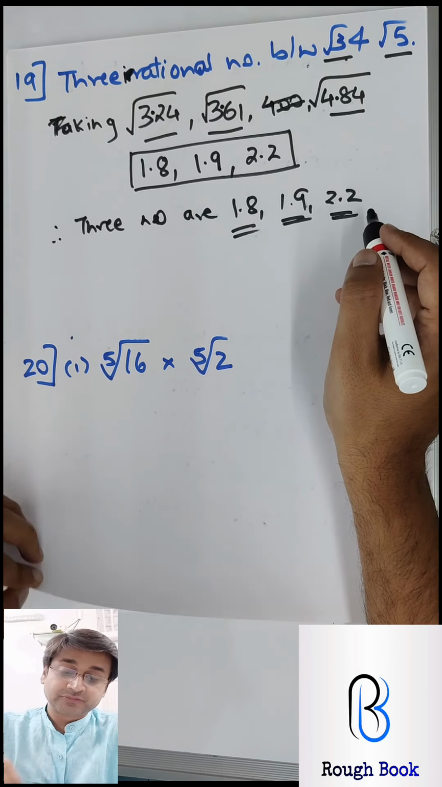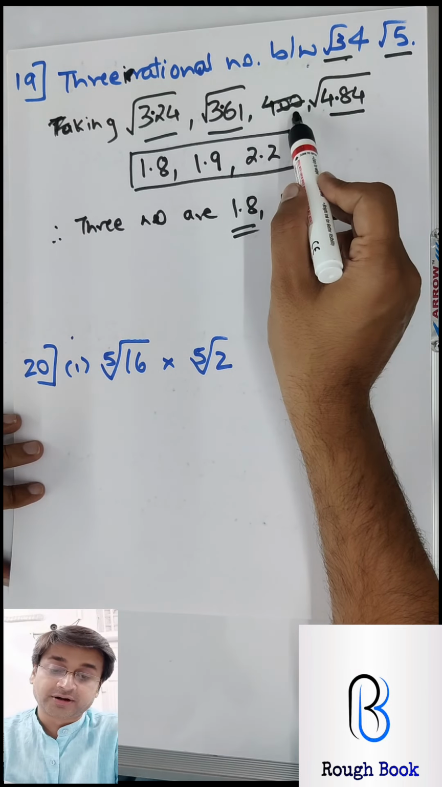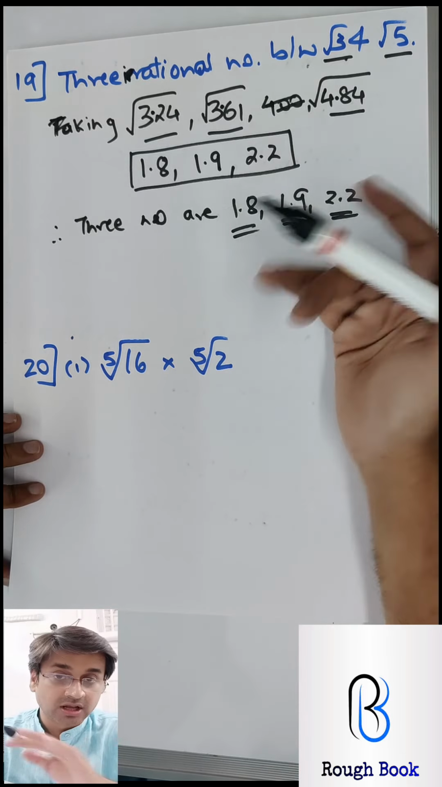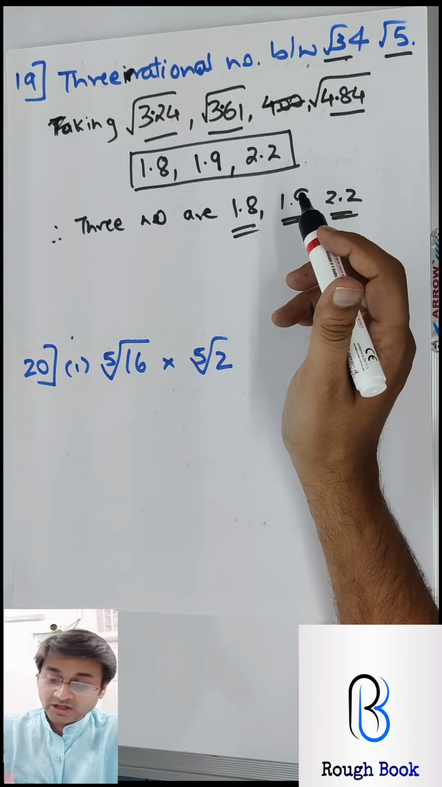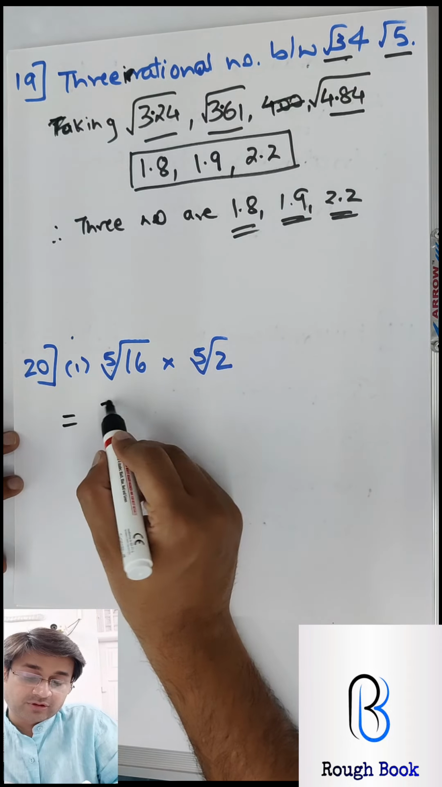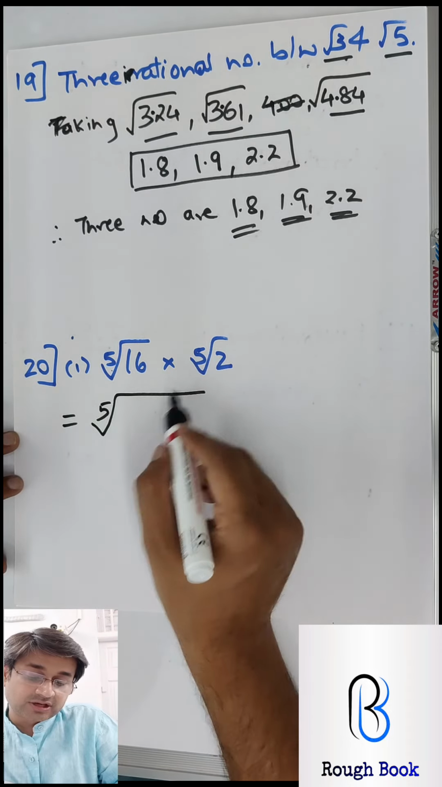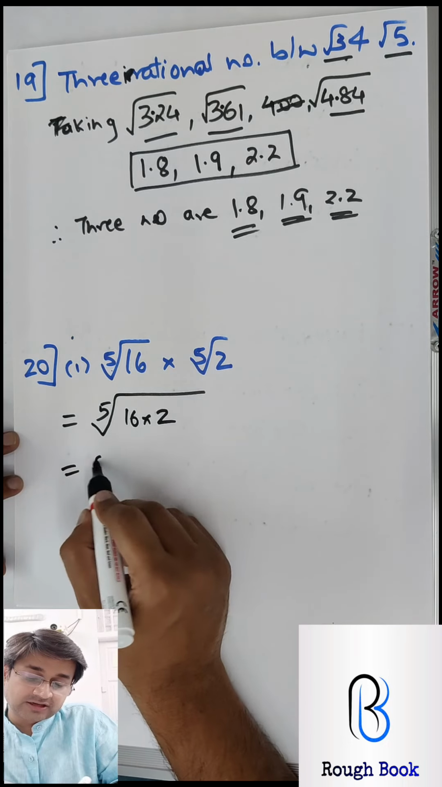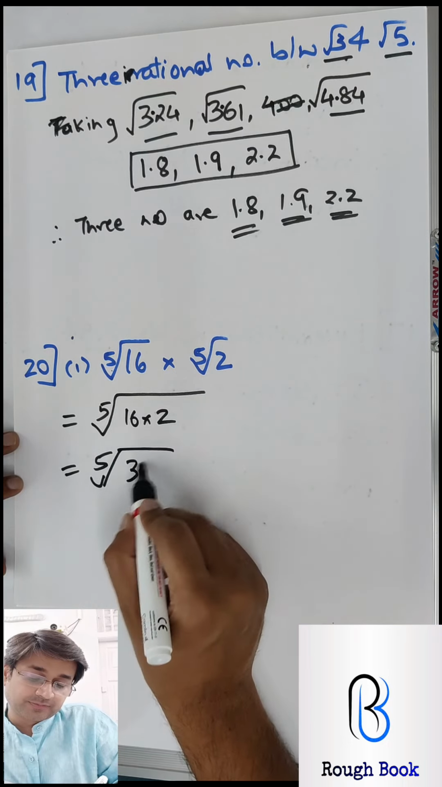Okay. Next one. You could have taken even root 400 and you would have got 20 because you need rational. So no problem at all. They just want you to simplify. So both are 5th root. So let's take together 16 into 2. So that will be called as 5th root 32.